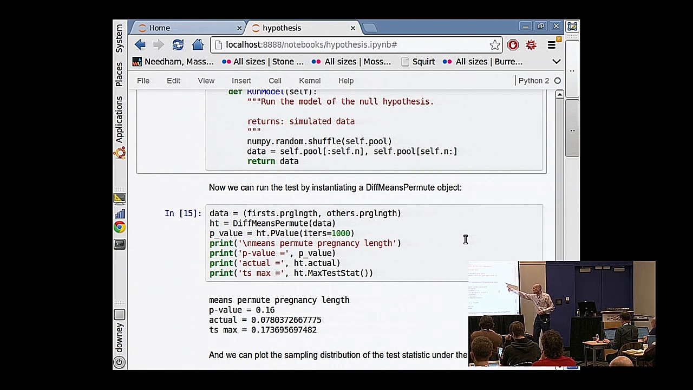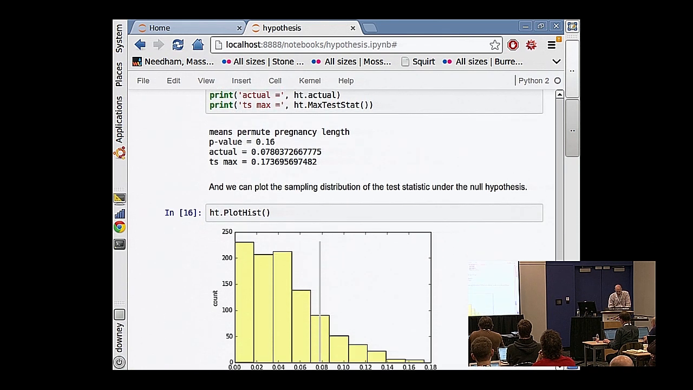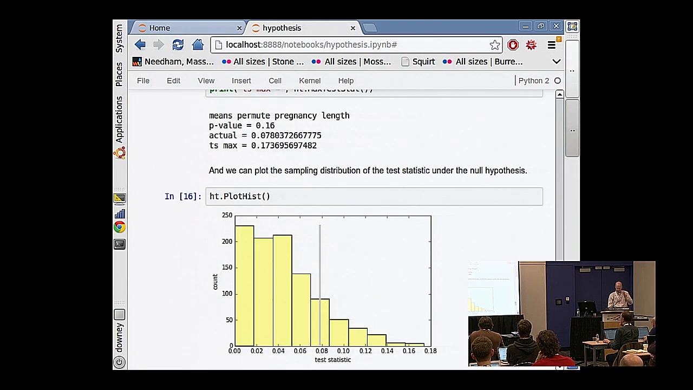Okay, and so this now is the same test that we ran before with pregnancy length, difference in means, tested by permutation, and the p-value comes out to be about 0.16. Okay, so that's the same as before, and we would declare that that is not statistically significant, that the apparent effect could plausibly be explained by chance. And here's what that distribution looks like. This is the same as what we saw before.